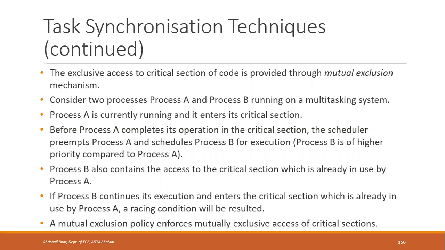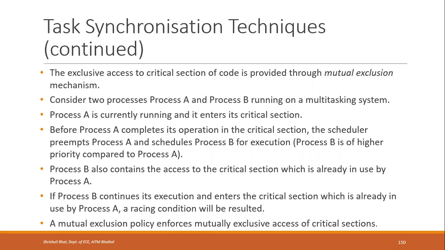Process B might have some higher priority, and based on that, process B is scheduled. Process B also contains access to the critical section, because they are in a multitasking system and there is some shared resource. So the critical section, which is already in use by process A, is accessed even by process B, but process A has not completed its operation.